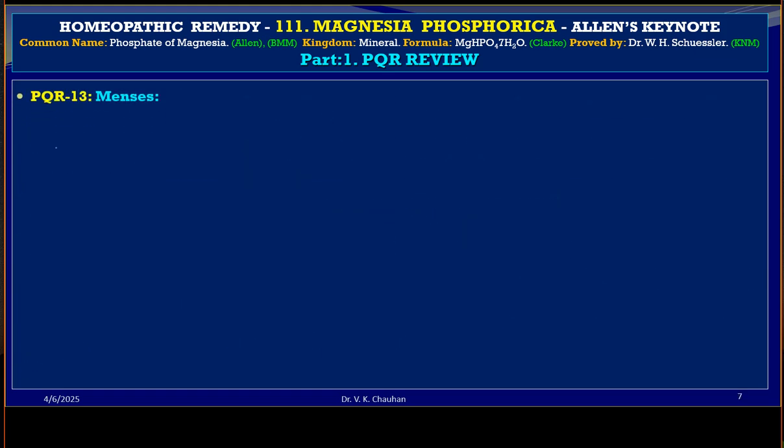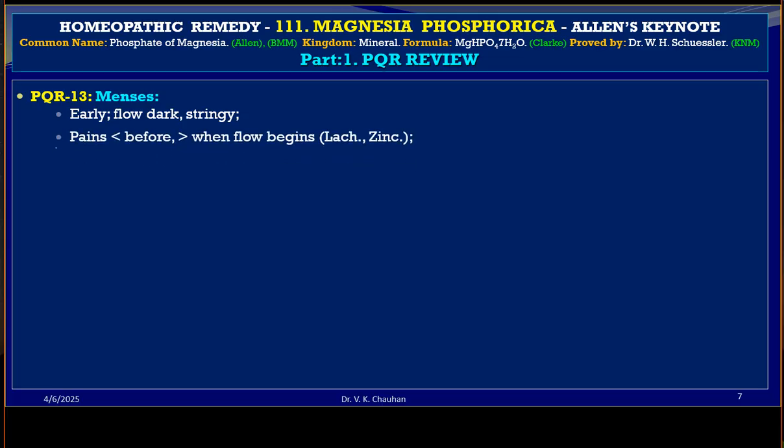Friends, let us go to PQR 13, menses. It is dealing with female genitals. Menses are early, flow dark, stringy. Early means polymenorrhea, frequent menstruation. Flow is dark and stringy, that is how the discharge is. There is a pain which is worse before and better when flow begins, like in Lachesis and Zincum. So this is dysmenorrhea, and this qualifies for secondary dysmenorrhea.